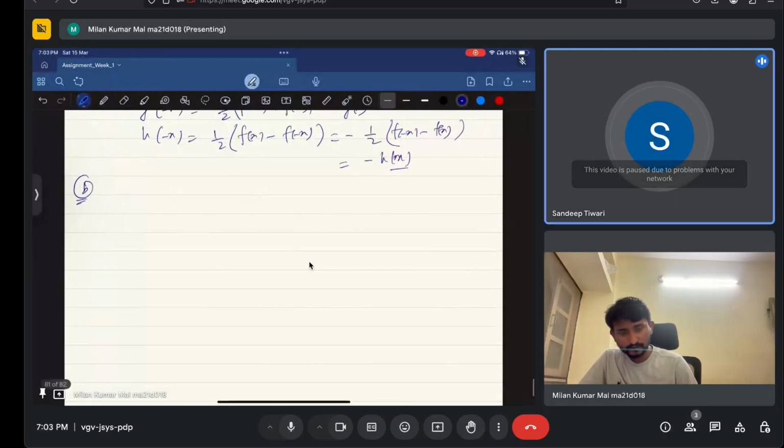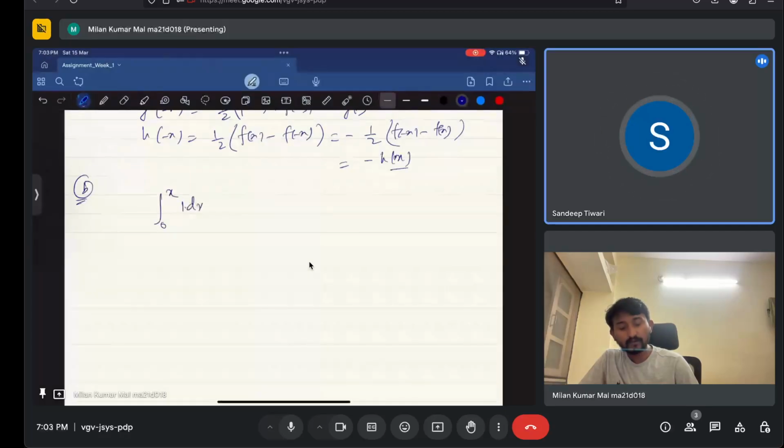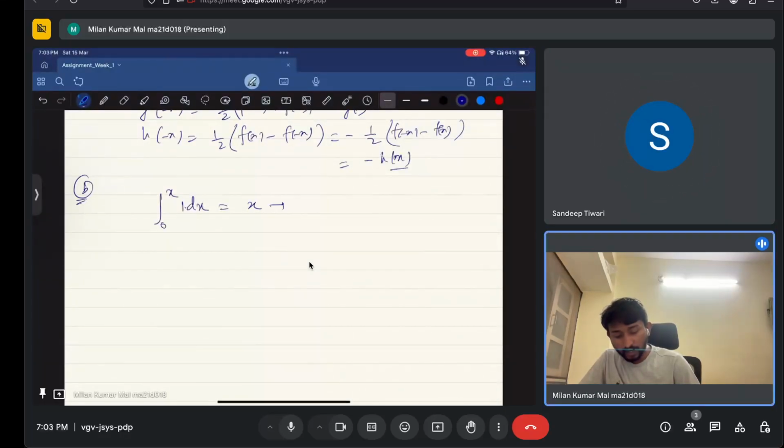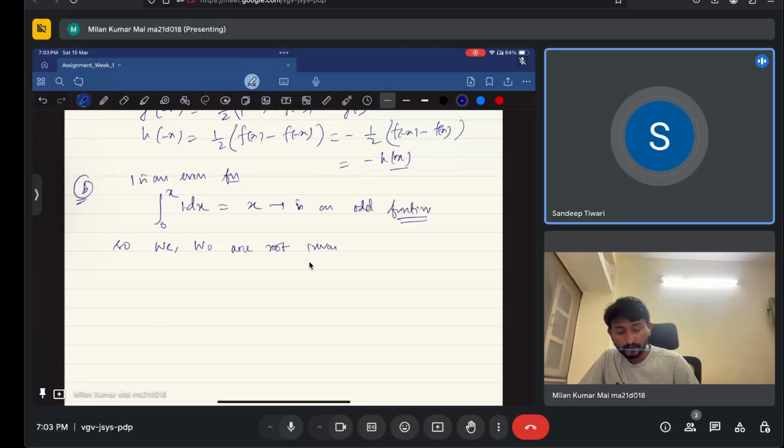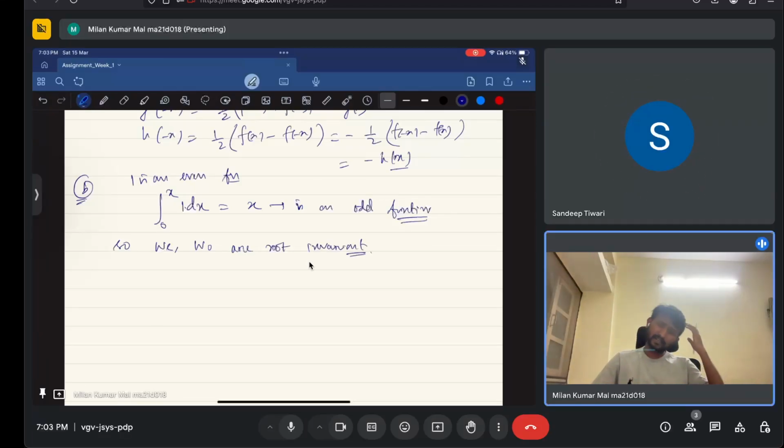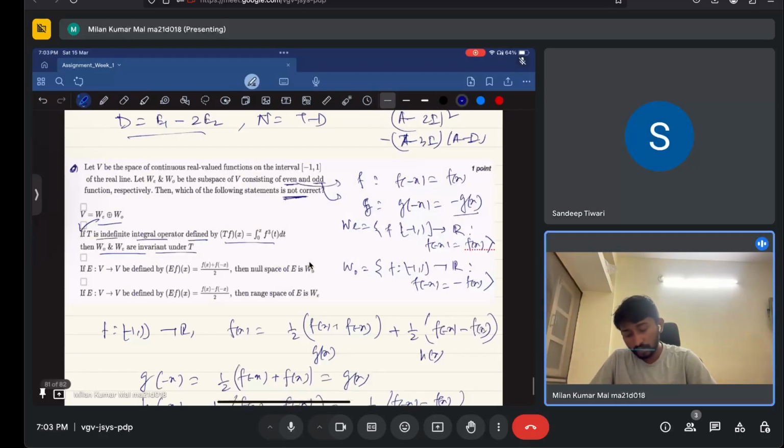Here, if we take 1 as an even function and then integrate, we get x, but this is not an even function; it is an odd function. So W_e and W_o, the even and odd spaces, are not invariant. For odd, we should take x cube, that gives x to the power 4, even. For even x, it goes to x square. So as an answer to this question, this is false.